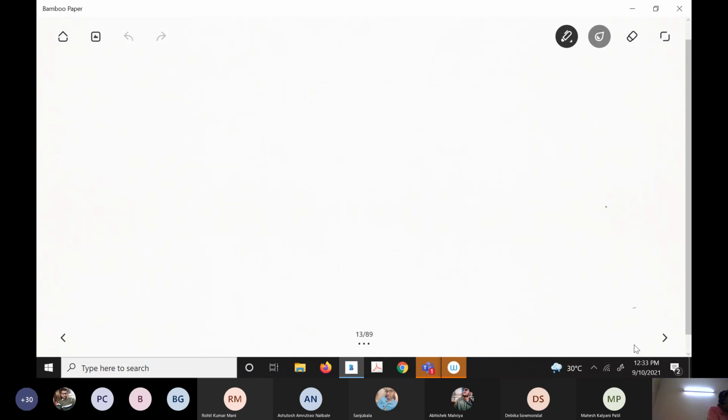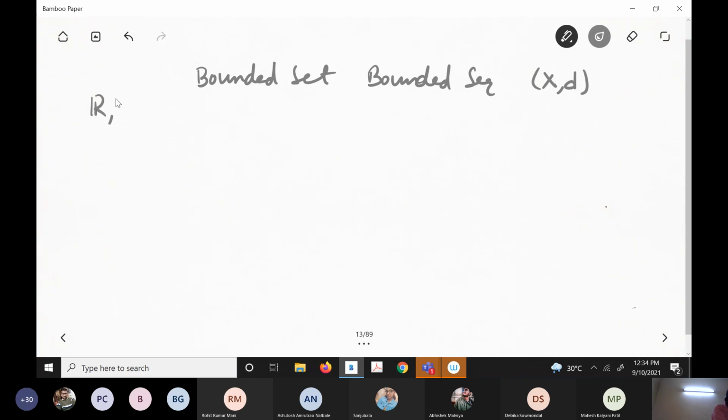And next I was going to define Cauchy sequence. Before that, I want to define basically bounded set and bounded sequence, in a metric space X. So I will look at what I was doing there. Now look, I was telling this.